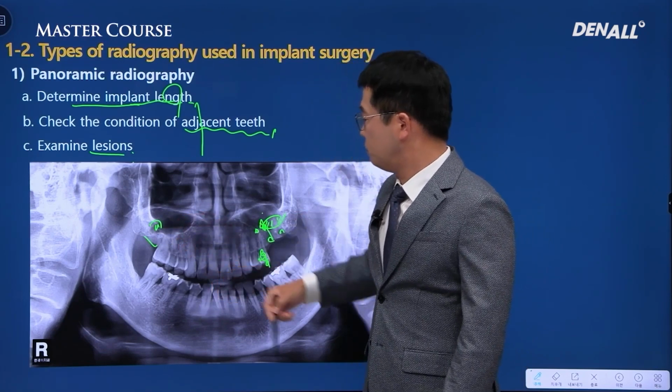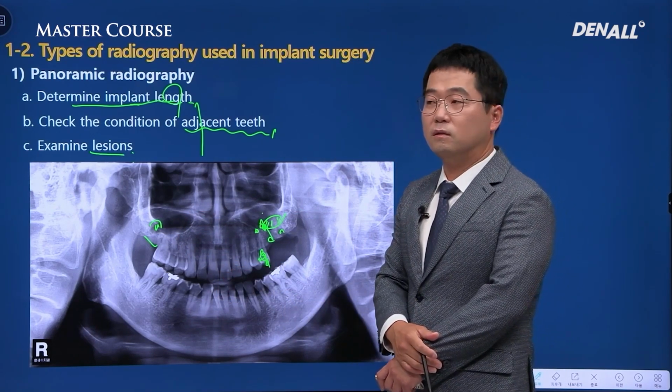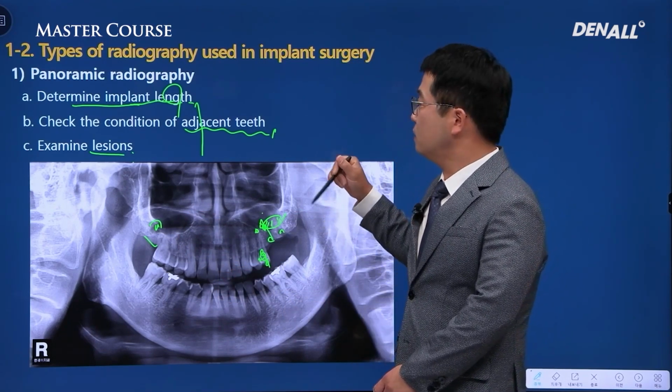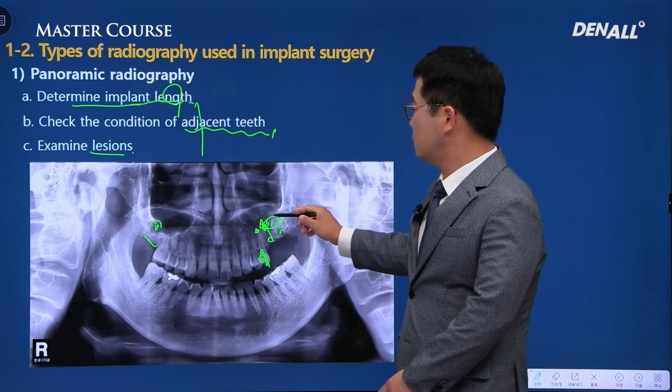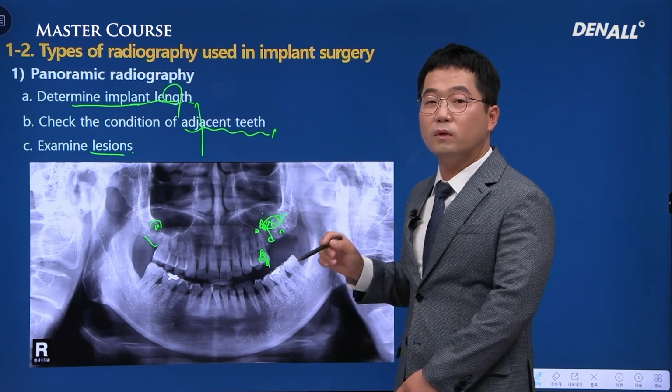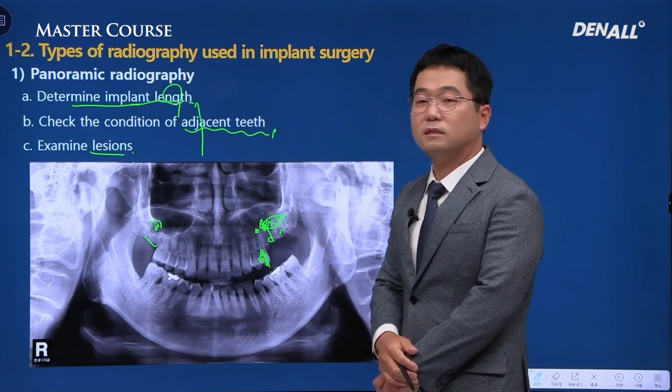If we cannot place the length of an implant that we want, we can do an additional procedure, additional surgery, to overcome the situation, and that is why we take the CT.